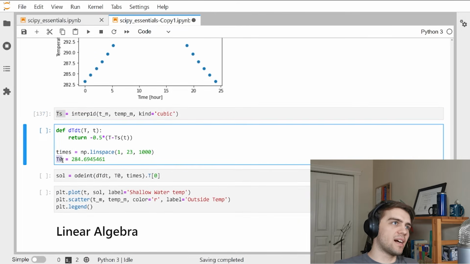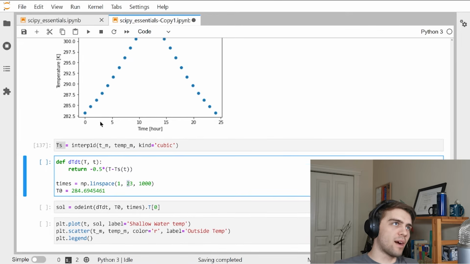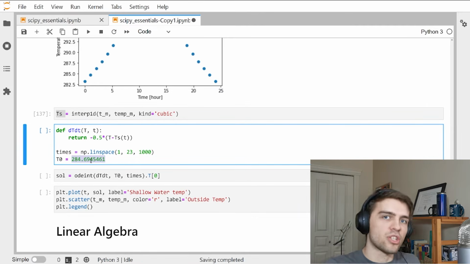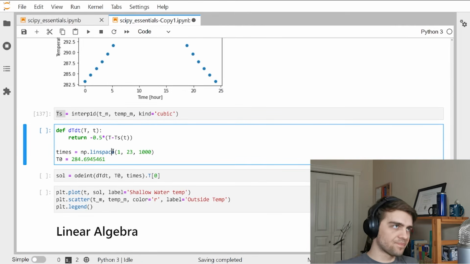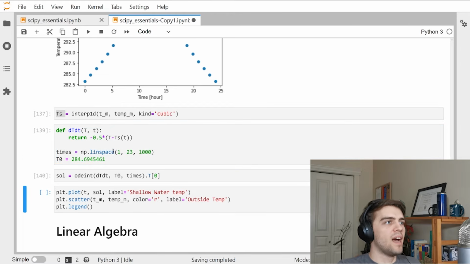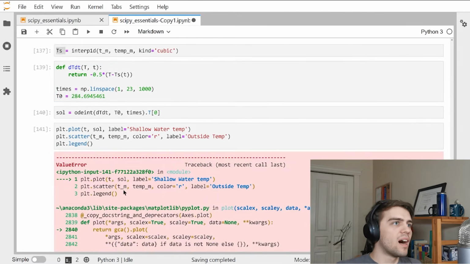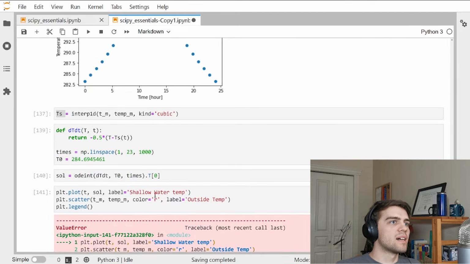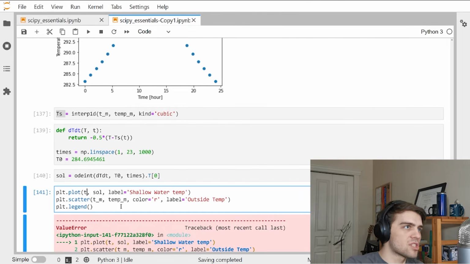I'm going to go from 1 to 23 hours, so from here to here. And I'm assuming that the initial temperature of the pool is about this temperature. Maybe you measure the temperature of the pool at the beginning of the day. So with my initial temperature of the pool, I can get the solution. Of course, there's an error here, and that is because I need to plot the times and the solution.